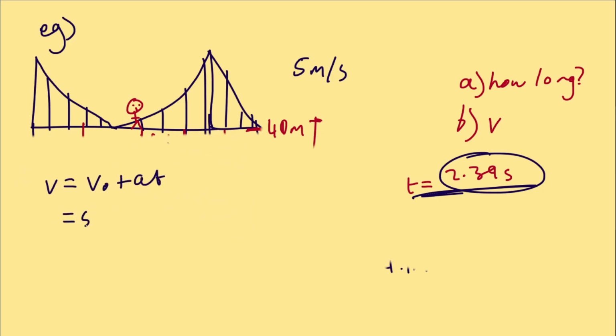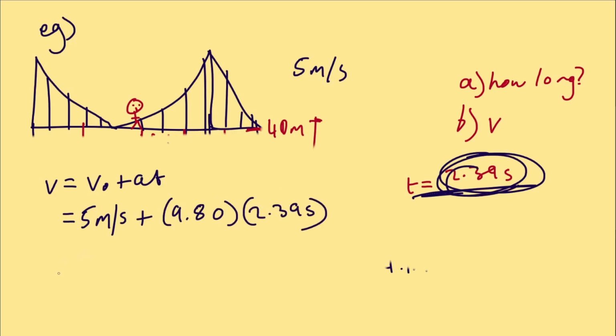Remember, the starting velocity is 5 meters per second. Acceleration, 9.80. And the time from here is 2.39. The velocity after the bolt hits the water is roughly 28.42 meters per second, downwards.